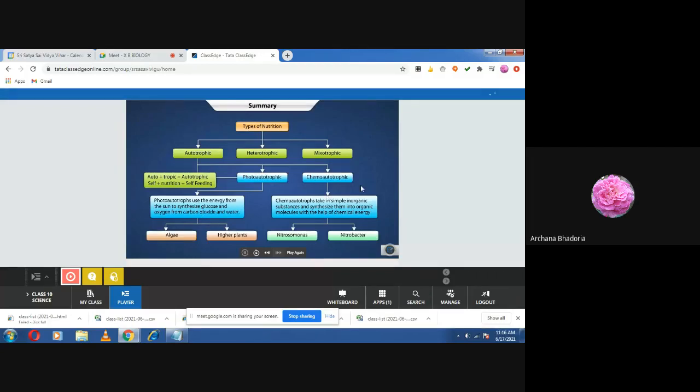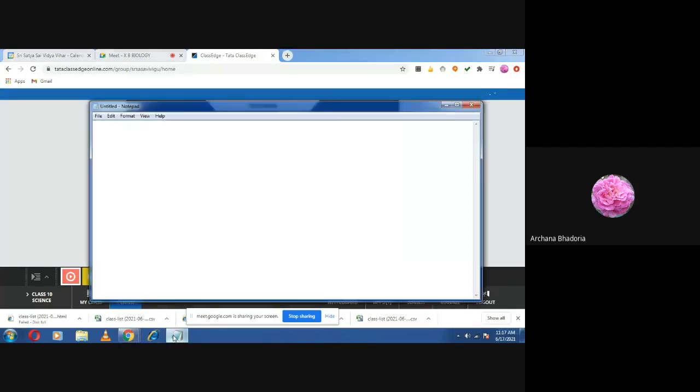And chemoautotrophs, they will be deriving the energy by chemical reactions. And chemical reactions you have seen there. So nitrosomonas, nitrobacter, what do they do? They convert the nitrogenous compounds one into the other. Okay, so these two, I hope you are remembering, we did in 9th class when we were doing the nitrogen cycle. Okay, so now all of you write out.